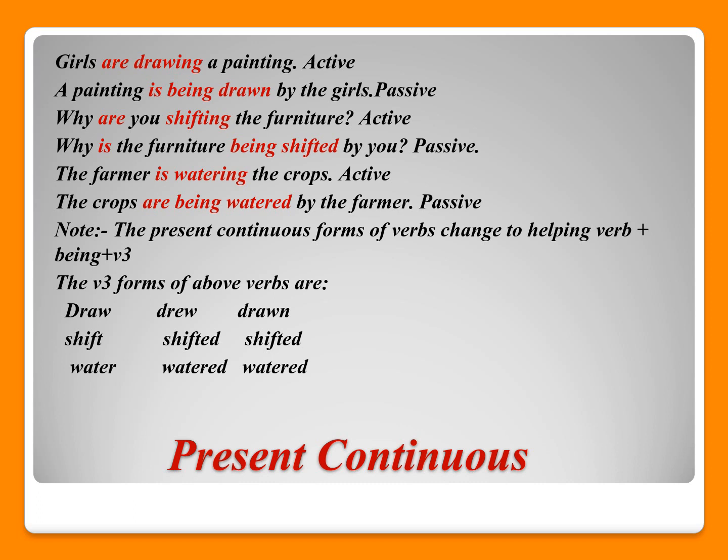form. Let us see the verb 3 forms, that is the past participle forms of the above verbs. Draw is the root word, drew is second form, that is the past tense, and drawn is verb third form, that is past participle. Shift, shifted, shifted, water, watered, watered. Shift and water are weak verbs where they have the verb 2 and the verb 3 form as the same.